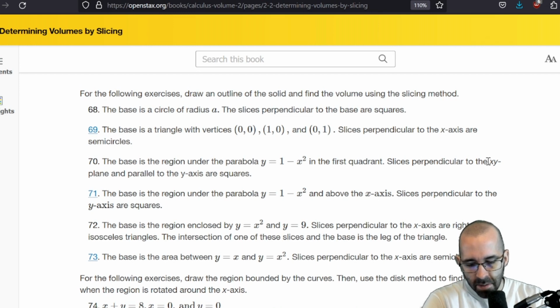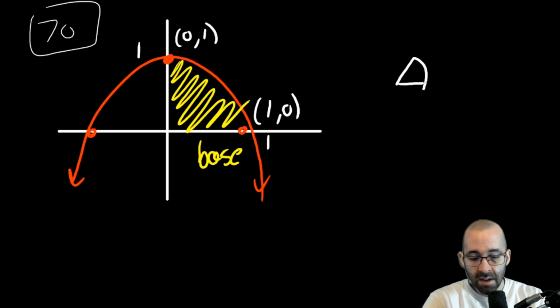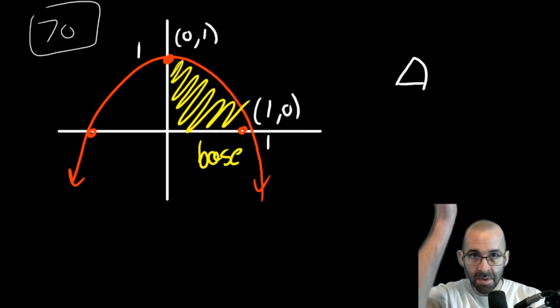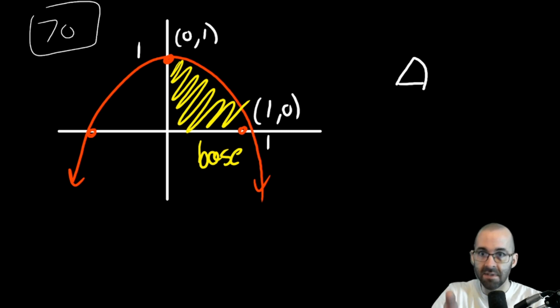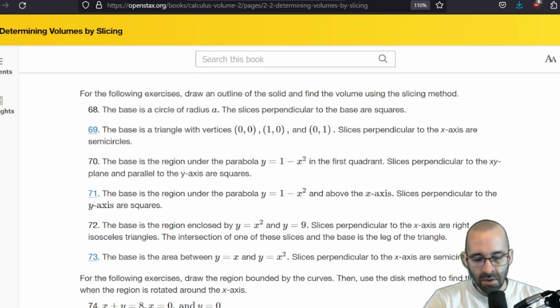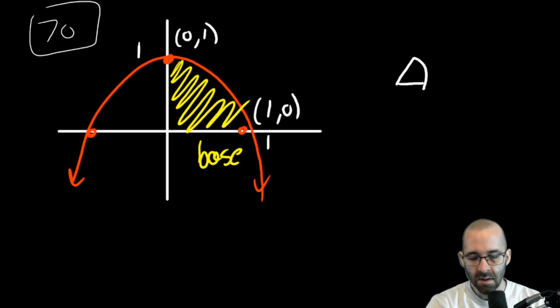And the slice is perpendicular to the xy plane. So perpendicular to this. So vertical slices. That's what it means. Perpendicular to the xy plane. In this case, if z is up, perpendicular is going to be vertical. Those vertical cross sections parallel to the y-axis are squares.